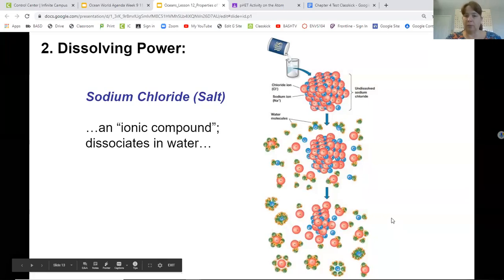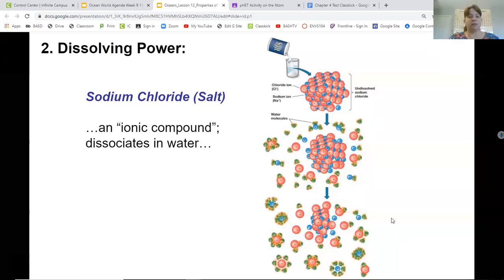The next property that is very unique to water, there are some other substances that do this, is its dissolving power, or its ability to dissolve certain other materials. One of the things that everybody knows dissolves in water is salt, or table salt. The reason table salt dissolves is because it's something called an ionic compound. So let's take a look at what an ionic compound is.